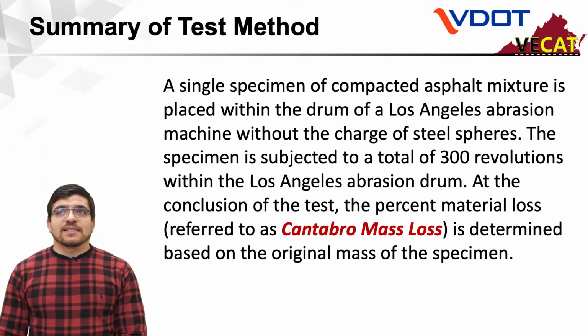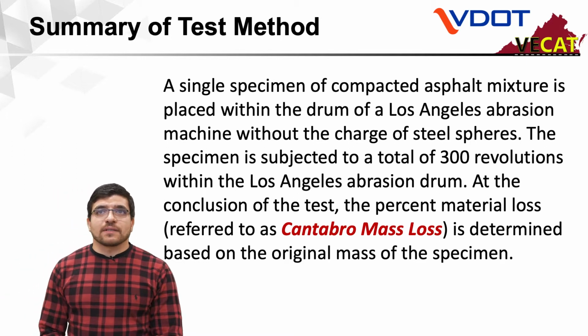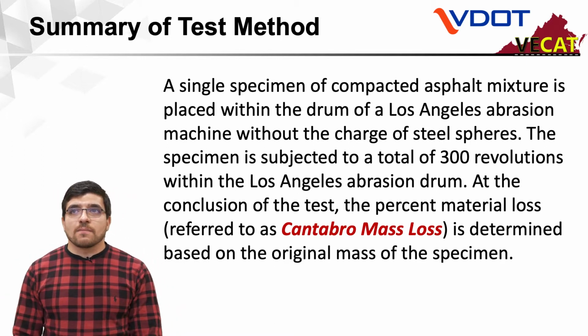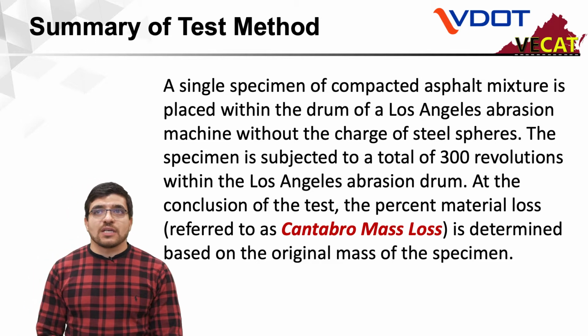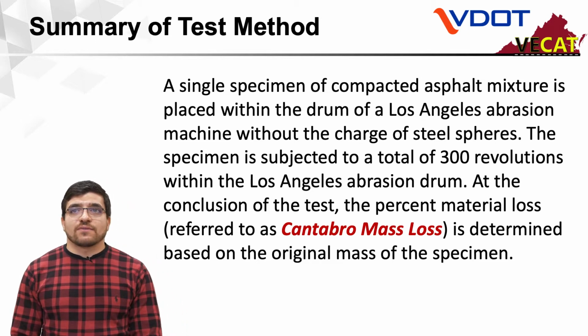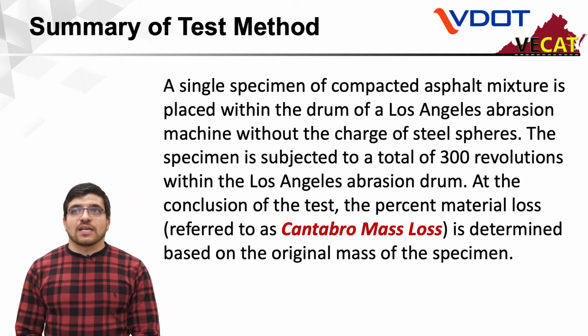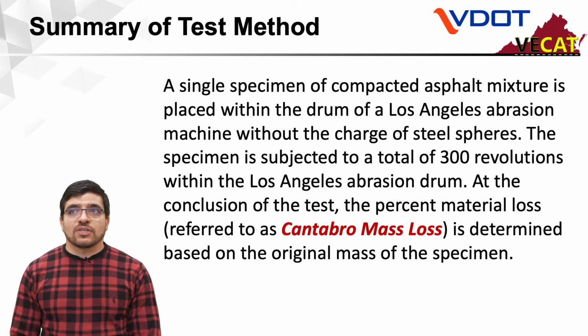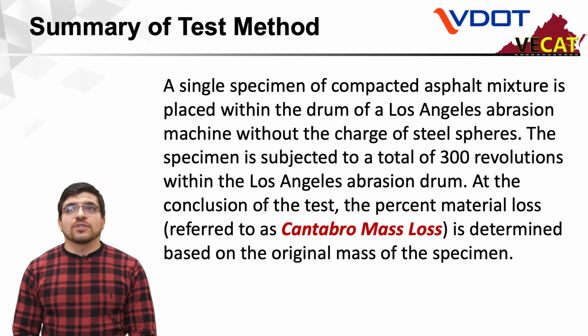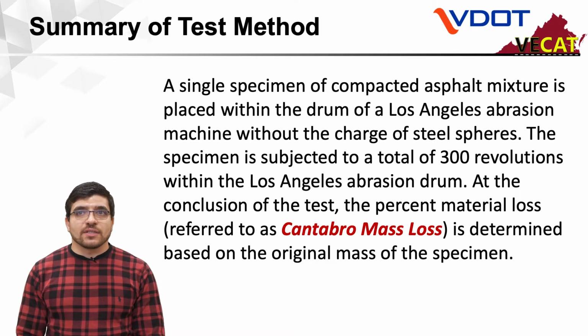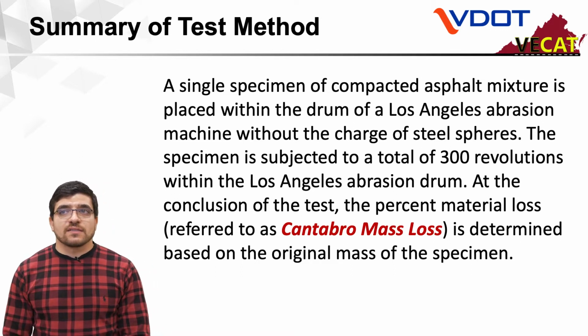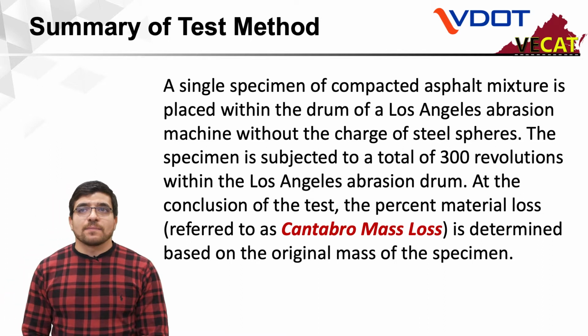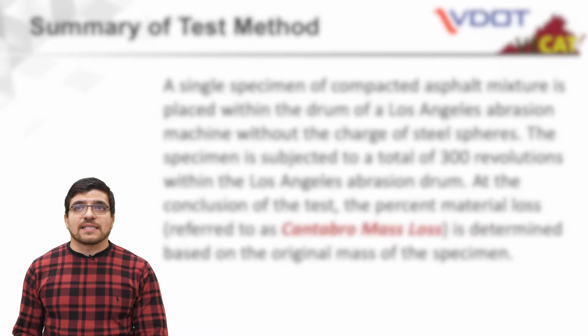In summary, a single specimen of compacted asphalt mixture is placed within the drum of a Los Angeles abrasion machine without the charge of steel spheres. The specimen is subjected to a total of 300 revolutions within the Los Angeles abrasion drum. At the conclusion of the test, the percent material loss, referred to as Cantabro mass loss, is determined based on the original mass of the specimen.